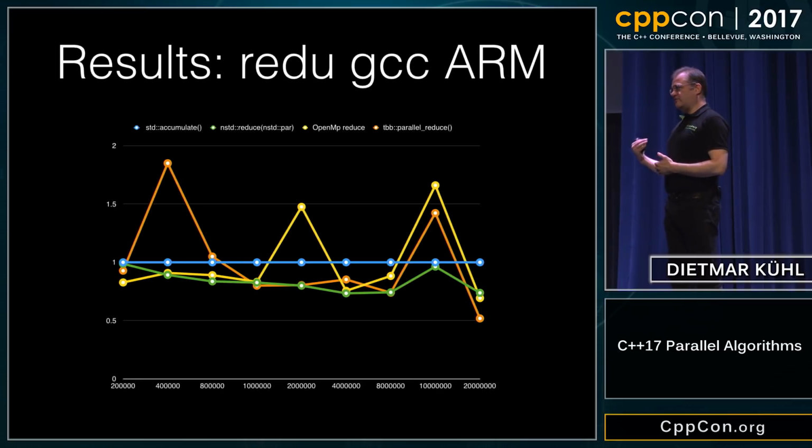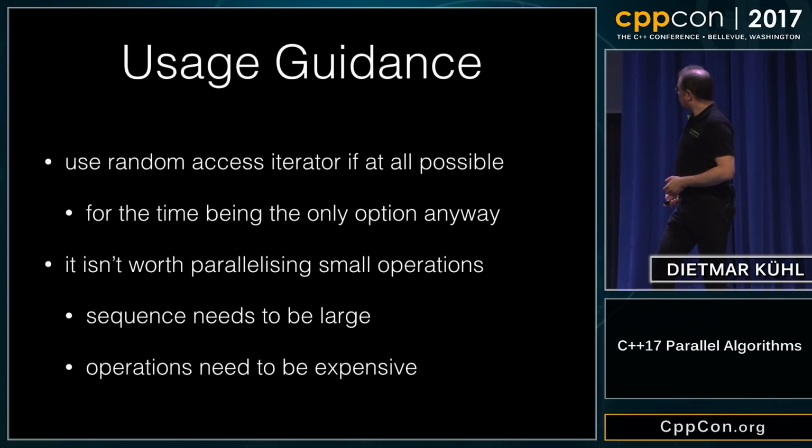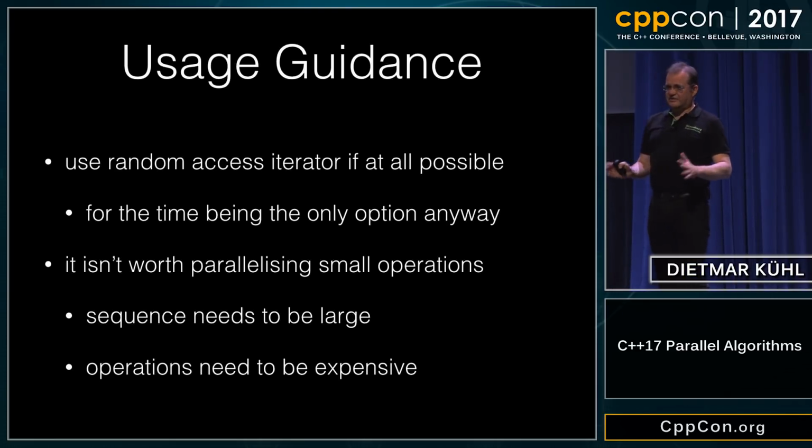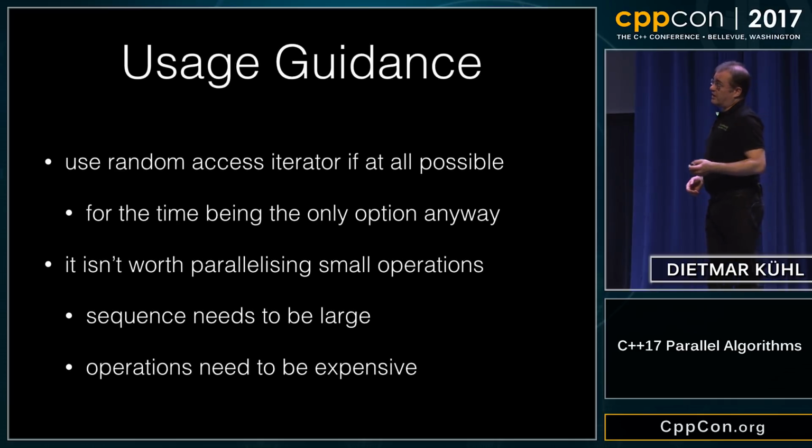I would hope that a proper standard implementation covers this area more nicely, to decide that this range is too small and it will do a sequential version rather than trying to schedule things. Okay, so as general guidance, I have tried some of these things with the HPX implementation with forward and bidirectional iterators, and it's a lot worse. None of these get as much speed up. So in general, try to use random access iterators, and your operation needs to be worth parallelizing. You need to have a sequence with large ranges or really expensive operations.